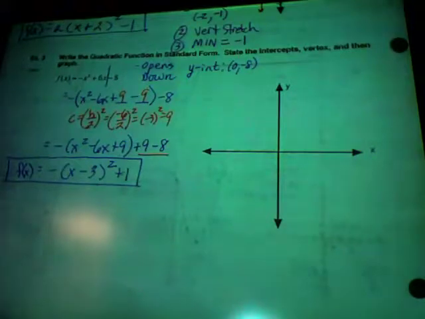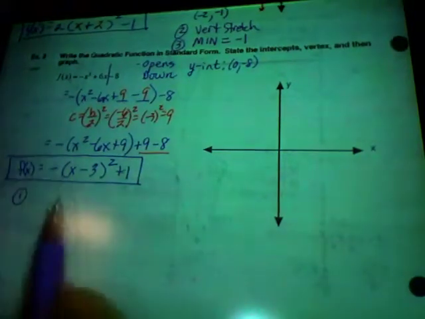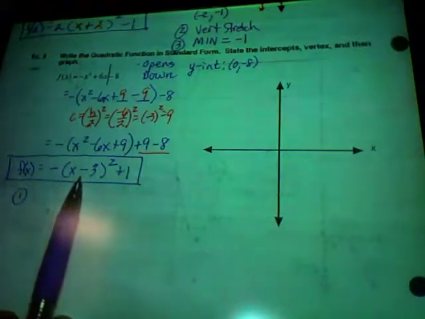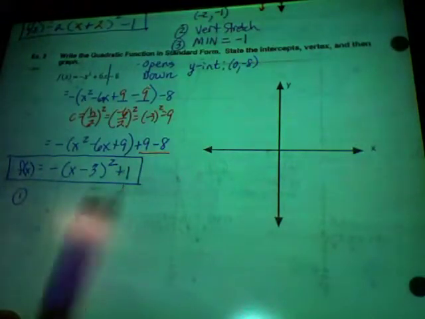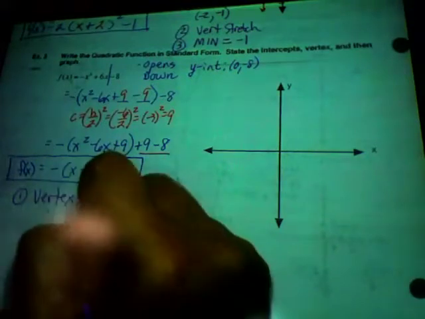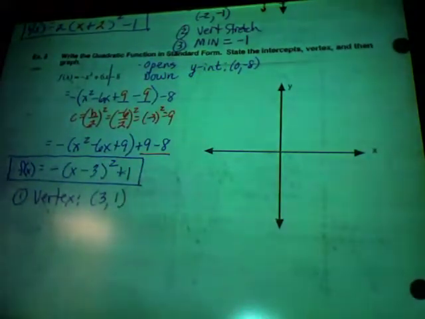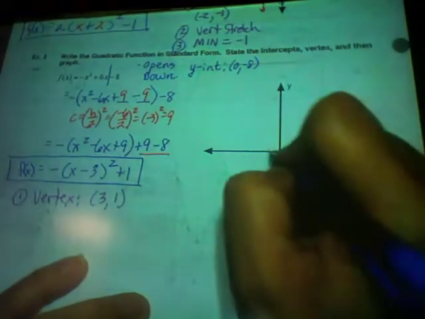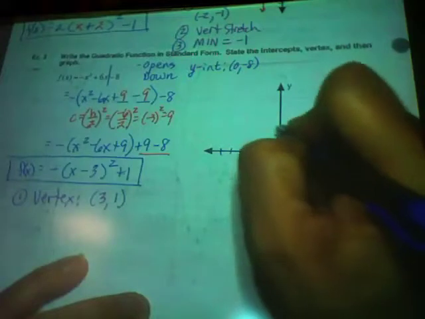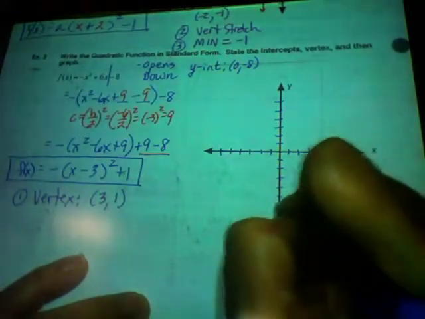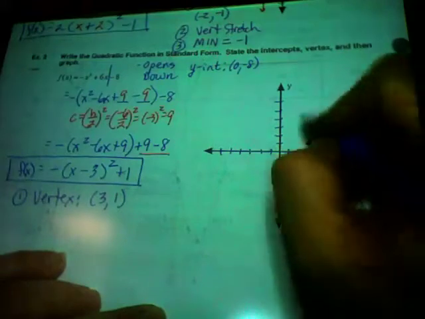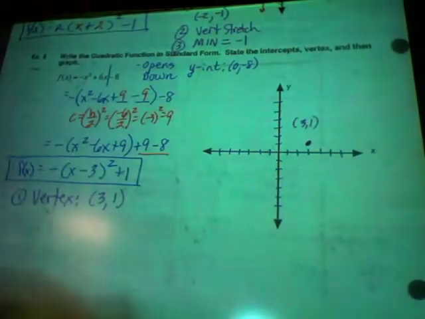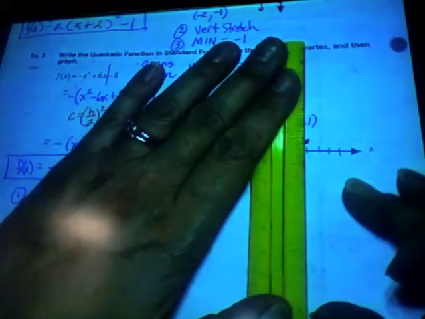What's the vertex? Our x shift is what? What's our x value? 3. What's our y value? 1. Inside change the sign, outside keep the same sign. So for our vertex, we get positive 3, positive 1. So I would actually plot that now. And so we know it opens down, so I'm going to put it here, 3, 1. And here is my axis of symmetry.